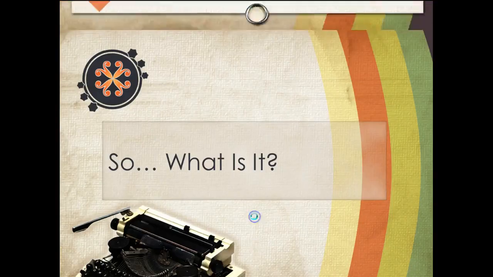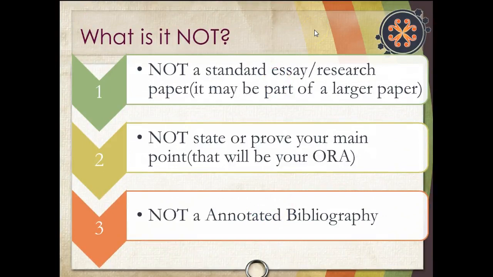So, what is a literature review? Well, let's talk about what it's not. It's not a standard essay, so this is a very different kind of essay than one you're used to doing. It is usually part of a larger paper, which yours is eventually going to be. So it's usually not a standalone project, although I'm having you do it here just for the purpose of chunking our big paper out. You do not state or prove your main point. Basically, you're just presenting what other people have said. You get to prove your main point in your original research article. And it is not an annotated bibliography, not at all. So make sure you keep that in mind.